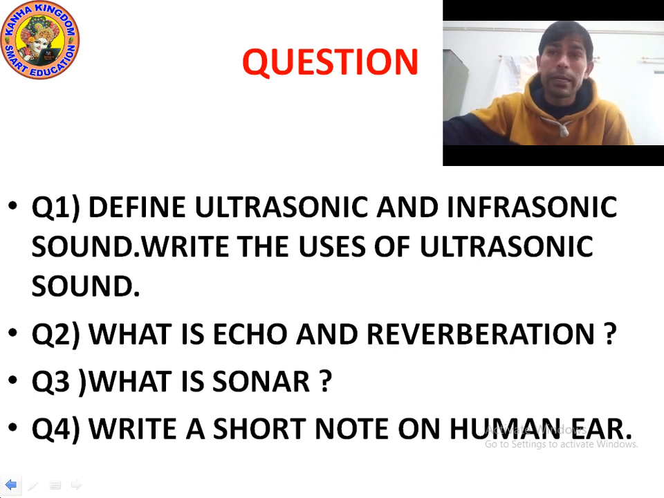Okay, to hear the echo clearly, the time interval between the original sound and the echo must be 0.1 second, and we know that the speed of sound in air is 344 meters per second, which means the distance traveled by the sound in 0.1 second will be 34.4 meters.